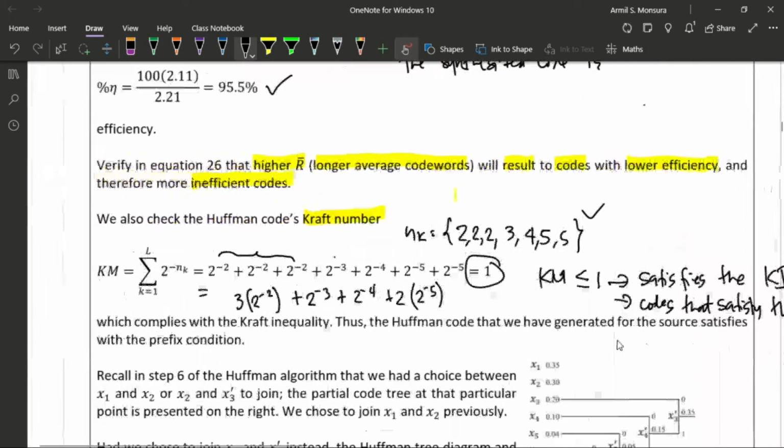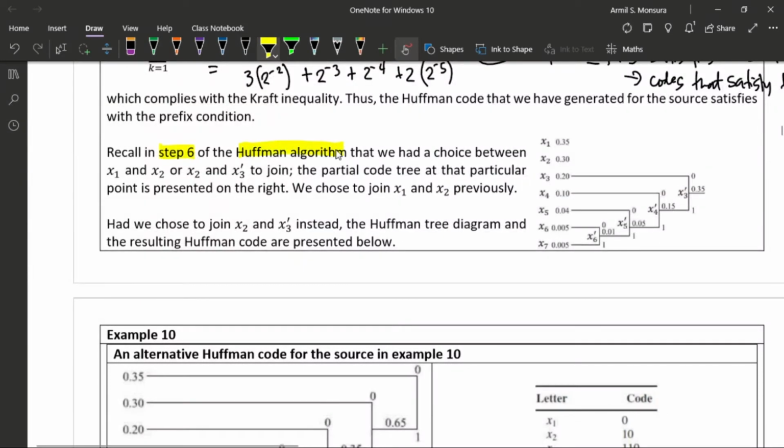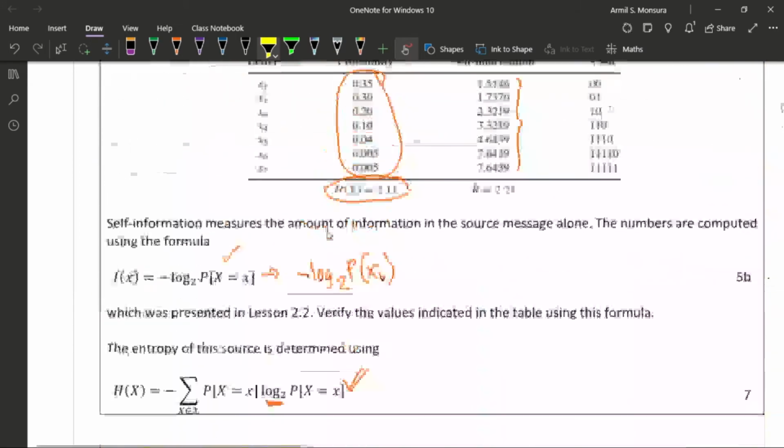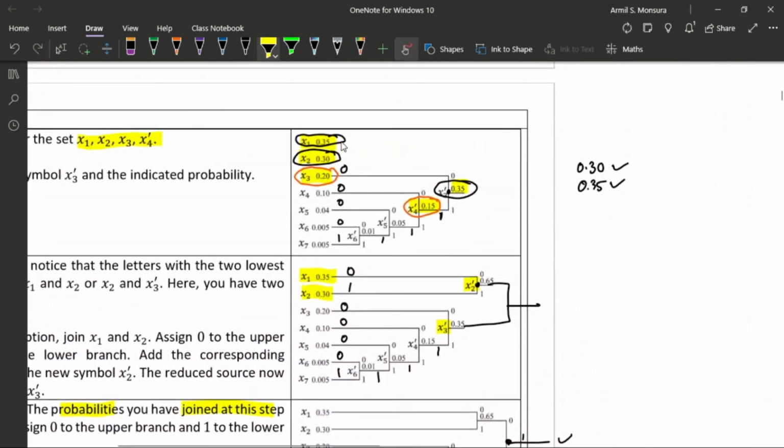Now, let us recall in step 6 of the Huffman algorithm that we have done earlier, that we had a choice whether to join x1 and x2 or to join x2 with x3 bar. We had that option. This is it, if you remember. We had the option of joining these two, or instead of that, we can actually join these two. We chose the first.